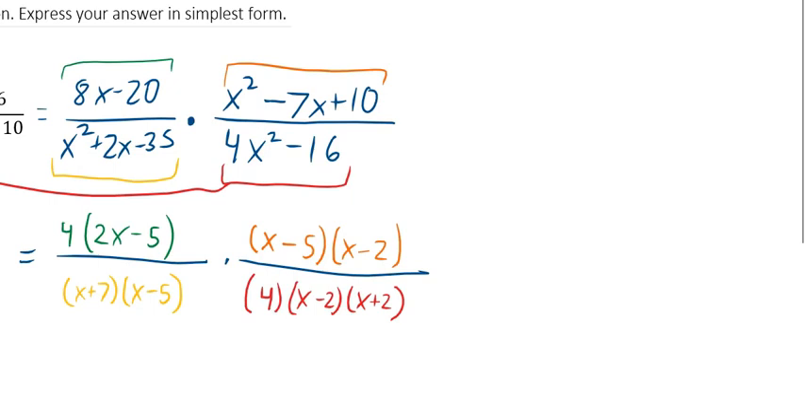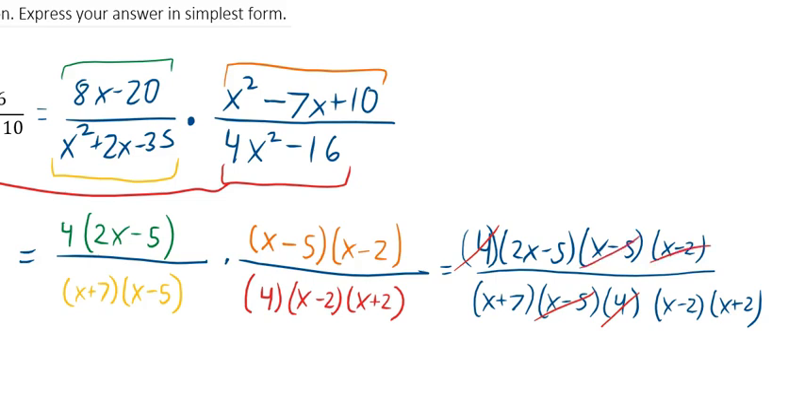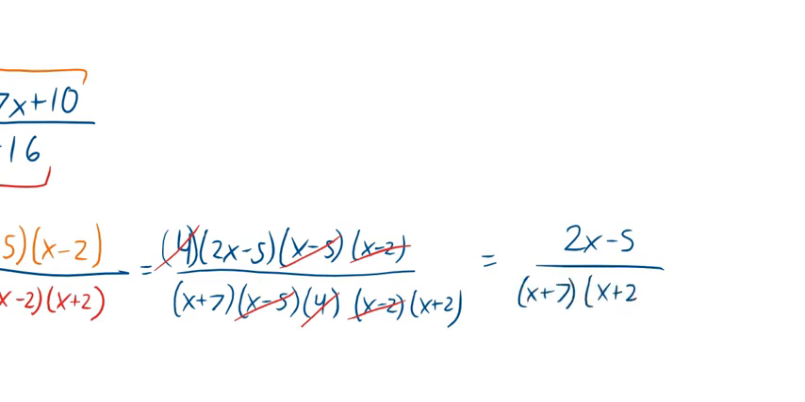I multiply everything on top by everything on bottom. And I cancel out. 4's cancel. X minus 5's cancel. X minus 2's cancel. I think that's it. So I am left with 2x minus 5 over x plus 7 times x plus 2.